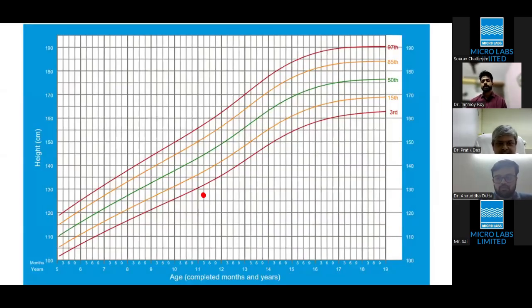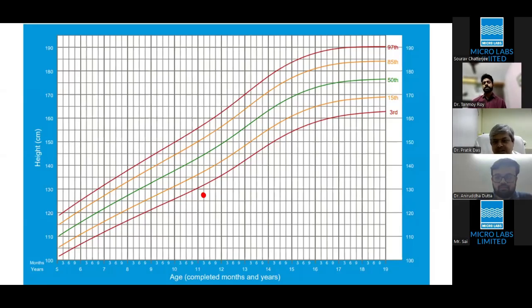This you can see here. Still, he is now more than 11 years of age, but still below the third percentile. So we have done so many positive things for this patient, but this growth has not been taken care of properly. So this is an important part.